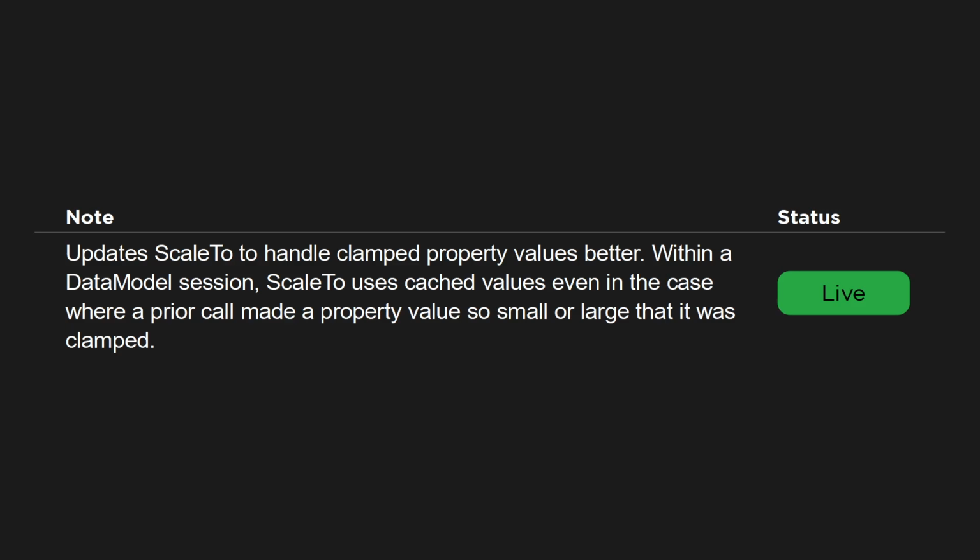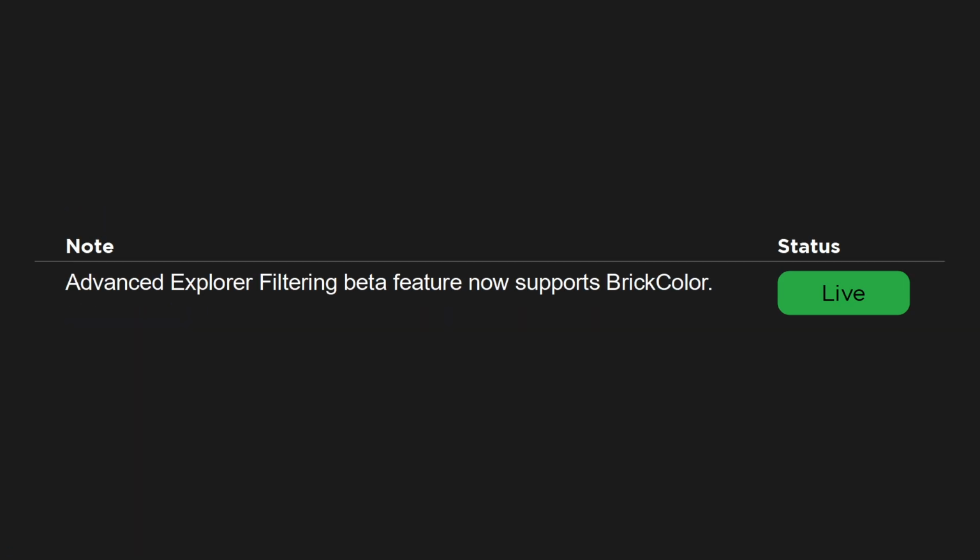Update Scale 2 to handle clamped property values better. Within a data model session, Scale 2 uses cached values even in the case where a prior call made a property value so small or large that it was clamped. Advanced Explorer filtering beta feature now supports brick color.